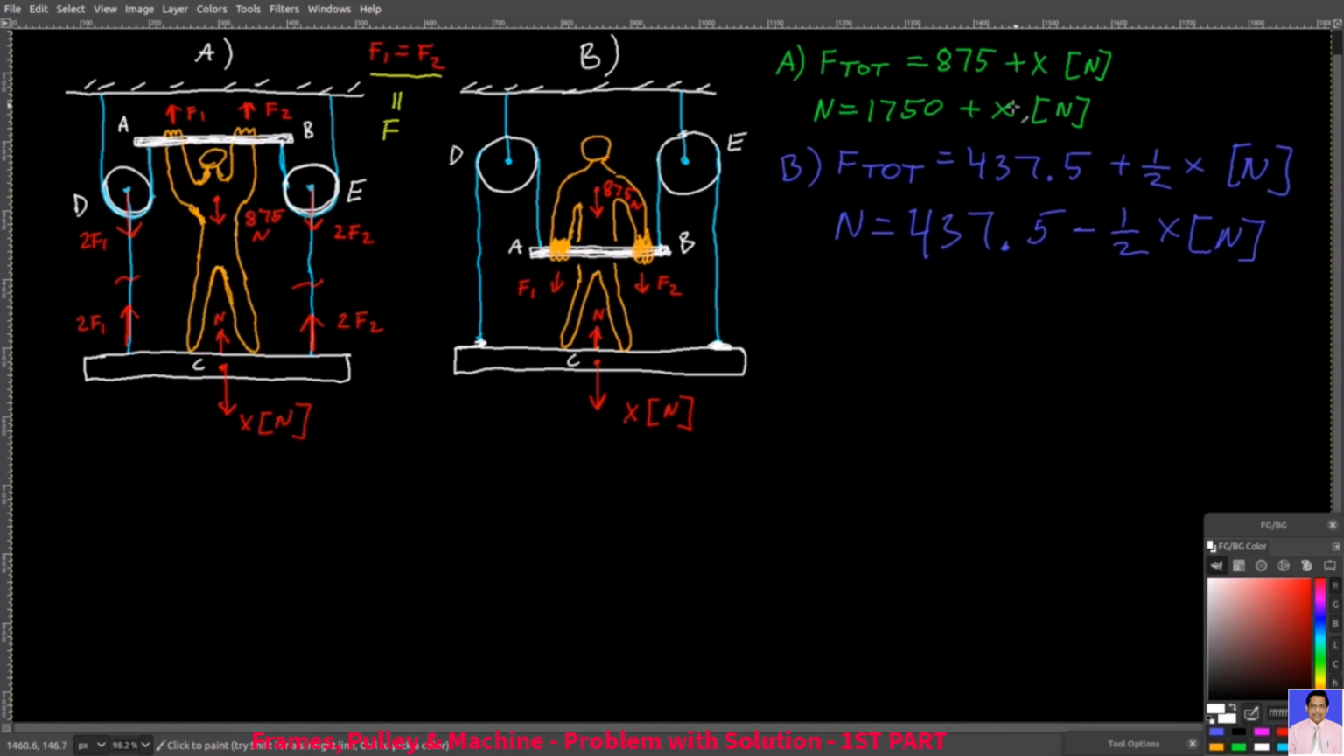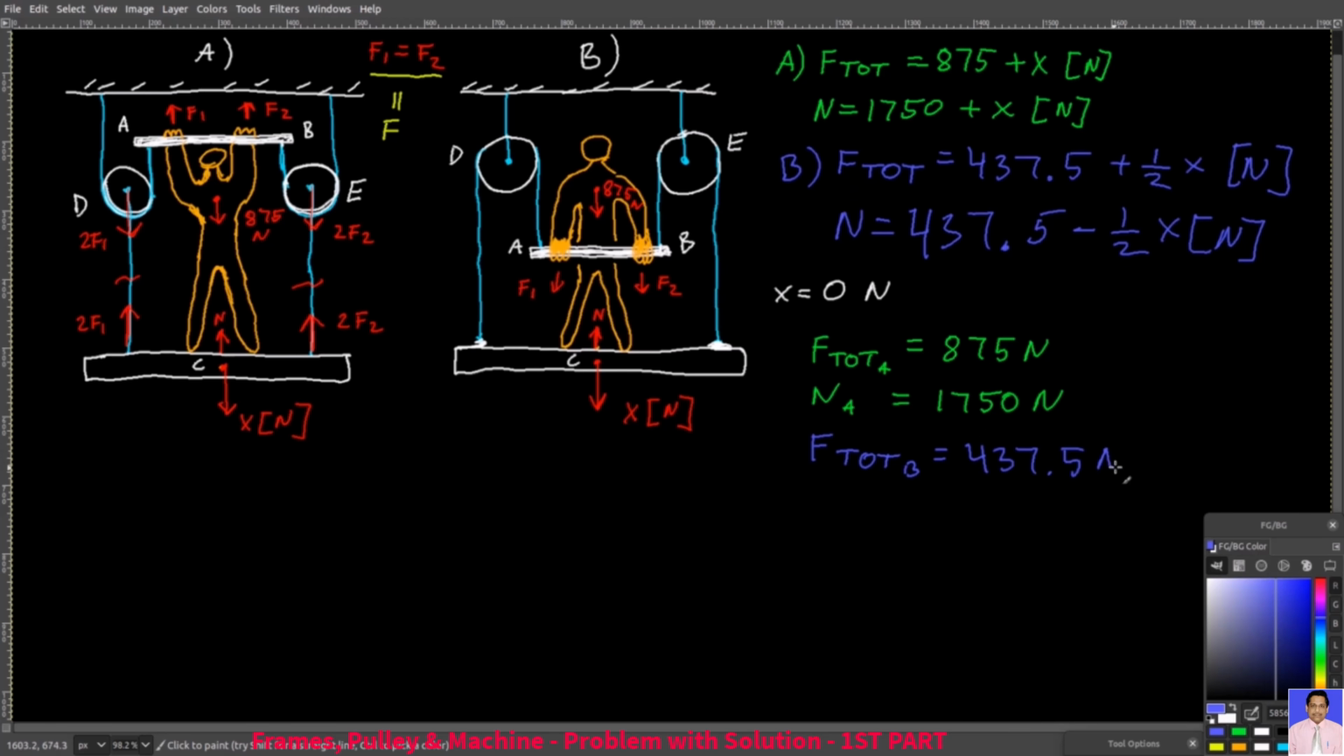This is for case A, and this is for case B. You can see that configuration B makes the guy's life a lot easier. If we neglect the weight of platform C, so X equals 0 newtons, then F total for A would be 875 newtons, and the normal force for A would be 1750 newtons. And then for B, the total force would be 437.5 newtons, and N B would also be 437.5 newtons.